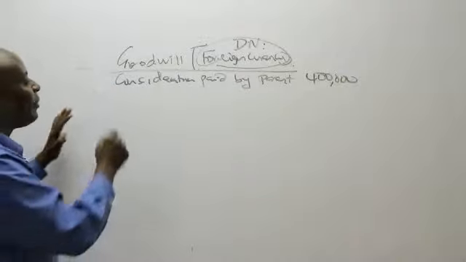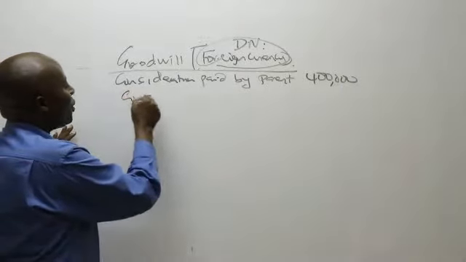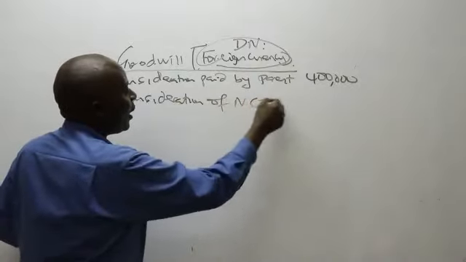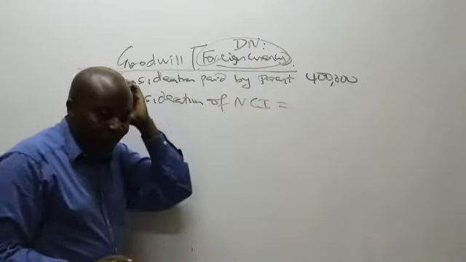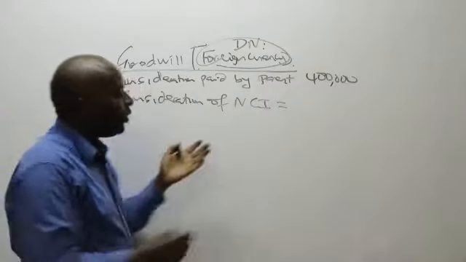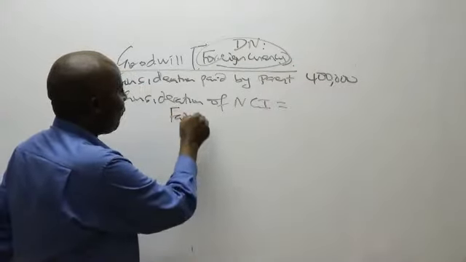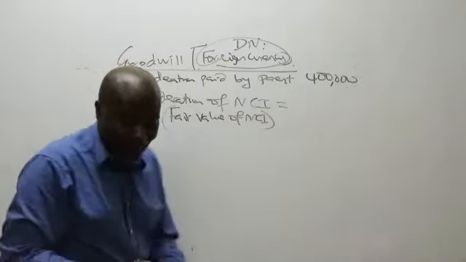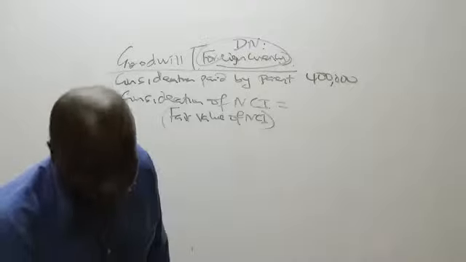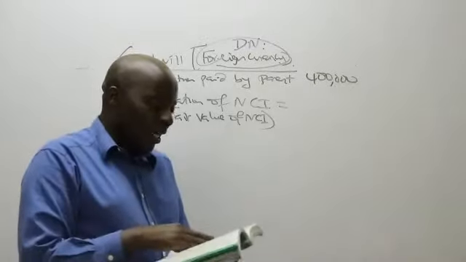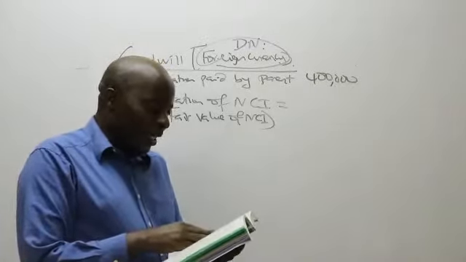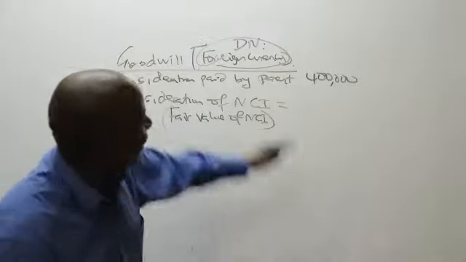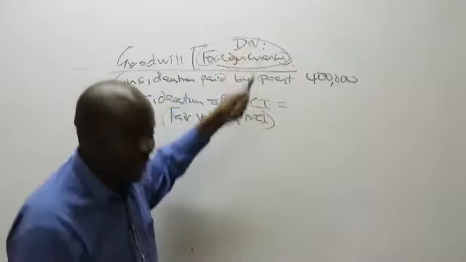Great. Now, ladies and gentlemen, after that, give us the consideration of the NCI. Are you able to remember the fair value of NCI? The 20%. These figures will give you the fair value of NCI. How much is the fair value of NCI? Same, 30,000. Unfortunately, it is in the form of DN.